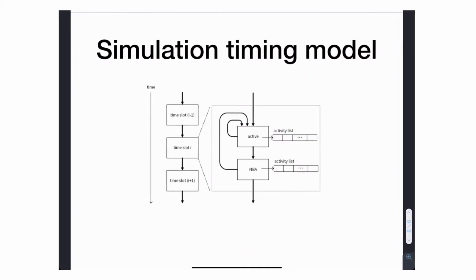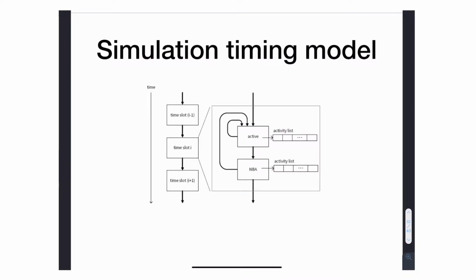So what I have in here is time, and I'm going to divide it into little time slots. This is time slot i minus 1, time slot i, time slot i plus 1. You can think about it as if the circuit is operating in time, but this is a simulation. It helps me explain how these work.